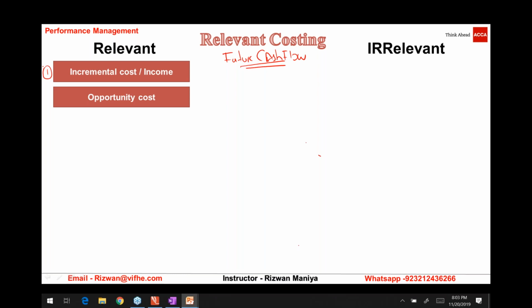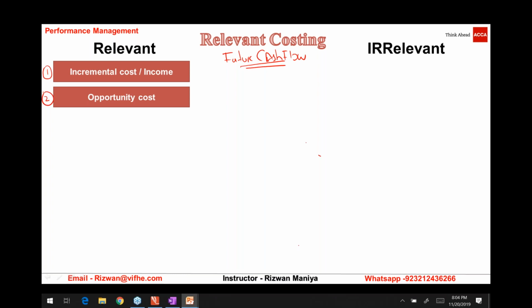So there are so many examples of incremental. For example, if you are deciding whether you need to buy a shoe or not, if you will buy a shoe, the cost of that shoe is an incremental cost. So if you go for a certain decision, any cost that arises because of this is known as incremental cost, or any income that arises is known as incremental income. Definitely I'll give you examples of these when we move towards the question.